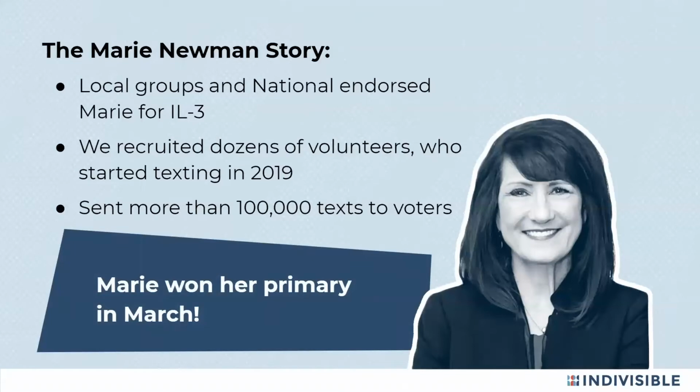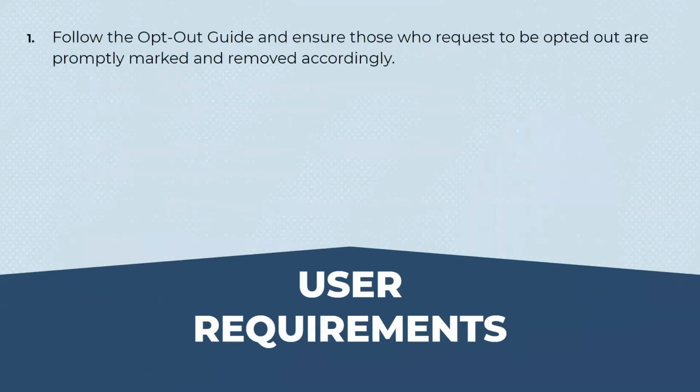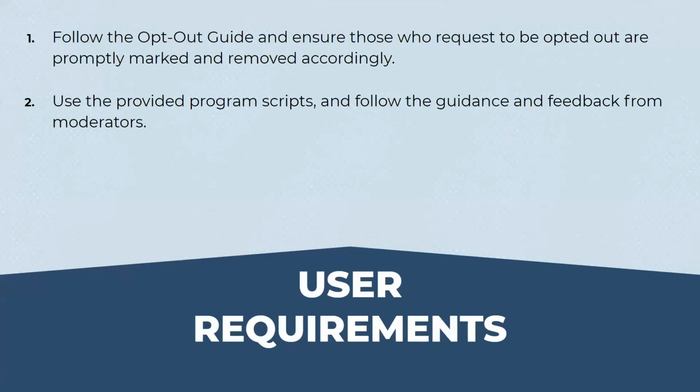Next, I'm going to go over our user requirements. These are expectations that we have of everyone participating in the textbanking program. First, we ask that everyone follow the opt-out guide and make sure that those who request to be opted out are promptly marked and removed accordingly. We know that many organizations and campaigns will be texting this cycle, and it's really important that for any voter who wishes to be removed from our future communications, we take them off our list right away.